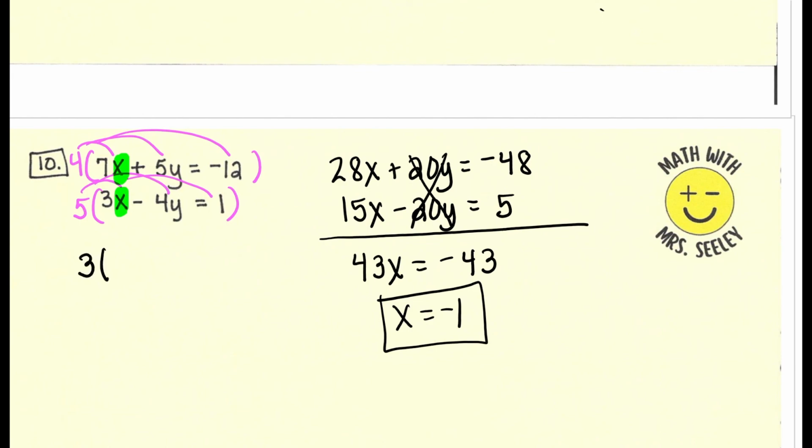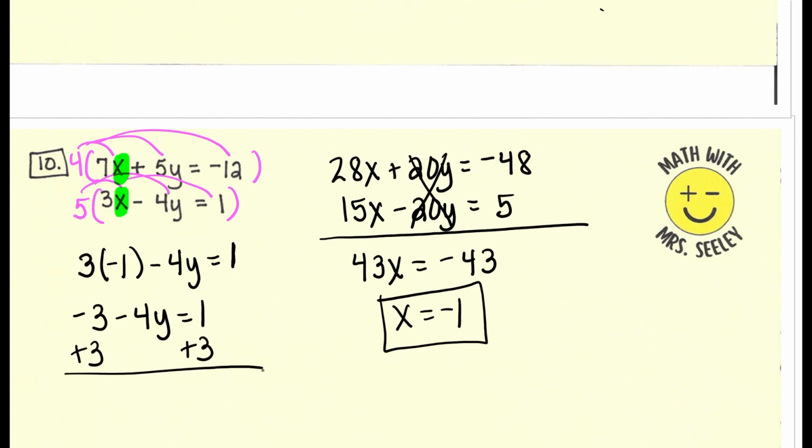So 3, but where that x is, I'm going to put a negative 1, minus 4y is equal to 1. So negative 3 minus 4y is equal to 1. Add your 3. And you have negative 4y is equal to 4. Divide by that negative 4, and you have negative 1. So my answer is negative 1, negative 1.